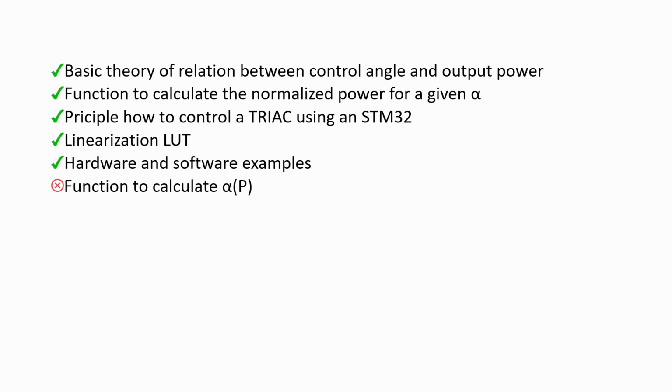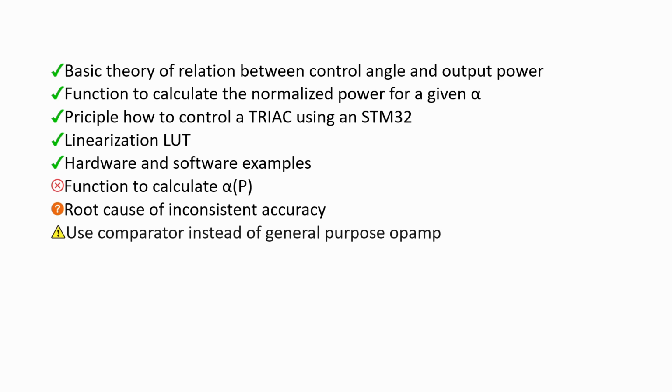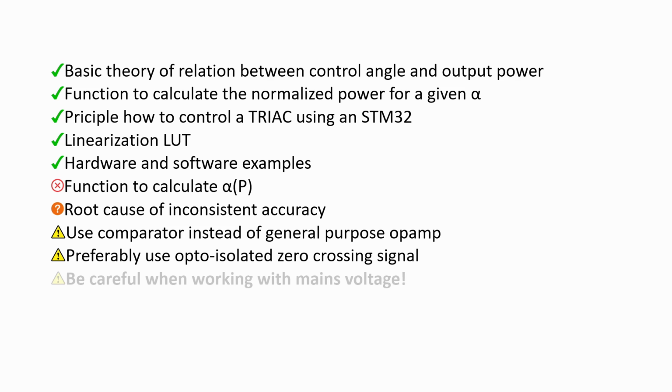Unfortunately, we didn't succeed to find a function to calculate alpha of p. We didn't carry out any further investigations to find the inconsistent accuracy of our test results. Using a comparator instead of a general-purpose op-amp is highly recommended for such applications. If possible, also use an opto-isolated zero-crossing signal.